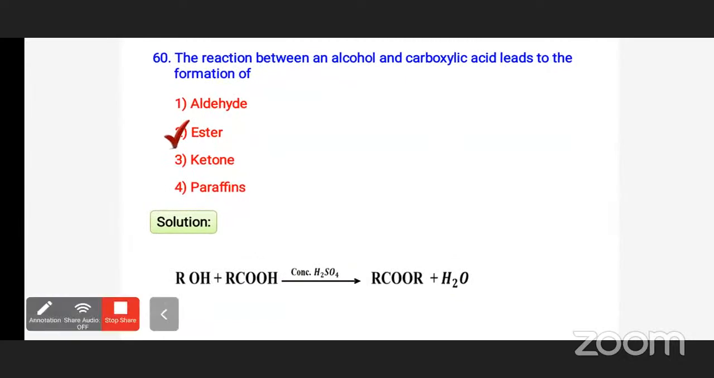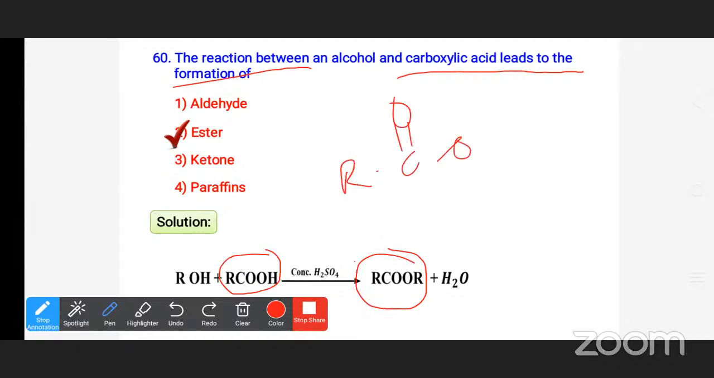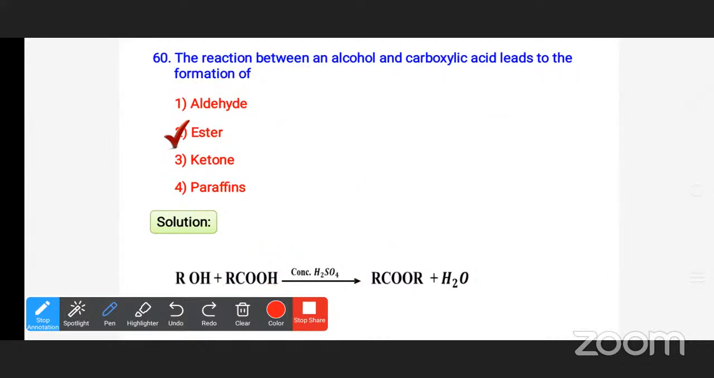The reaction between an alcohol and a carboxylic acid leads to the formation of what? Alcohol ROH and carboxylic acid RCOOH, in the presence of concentrated H2SO4, form an ester, R-C double bond O-OR. In the options, aldehyde, ester, ketone, paraffin, the ester is formed from the alcohol and carboxylic acid. So the second one is the right option.